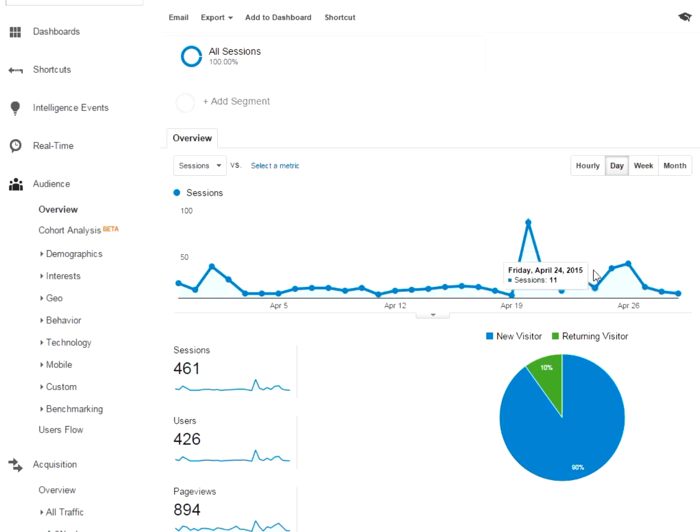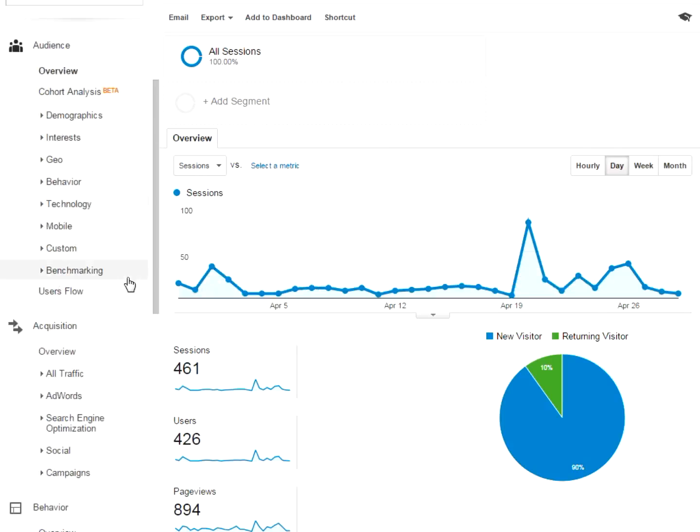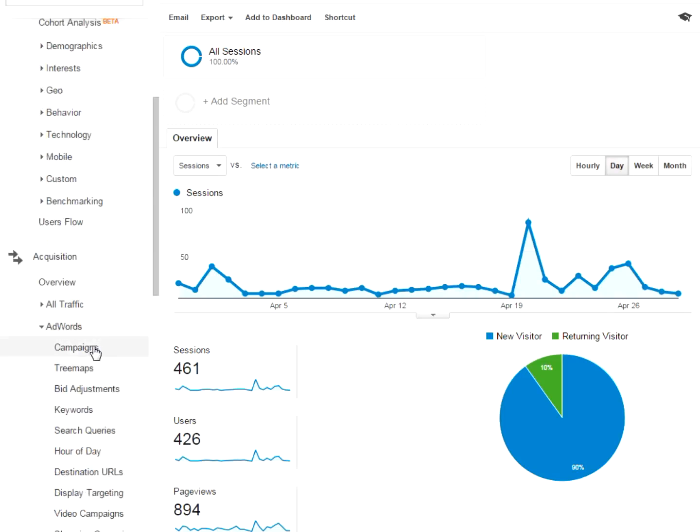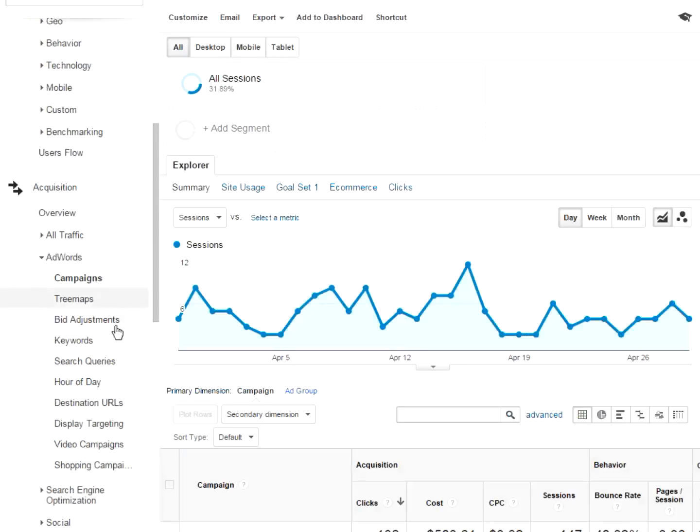Okay, so we're now over in analytics. One of the first places we want to look is within acquisition, then AdWords, and then campaigns. You'll see here that there's lots of different options under here, so bid adjustments, keywords, search queries, hours of day, etc. So some of these areas you'll be quite familiar with from working within AdWords, particularly through the Dimensions tab, but you can verify that data that you've been seeing through analytics as well.